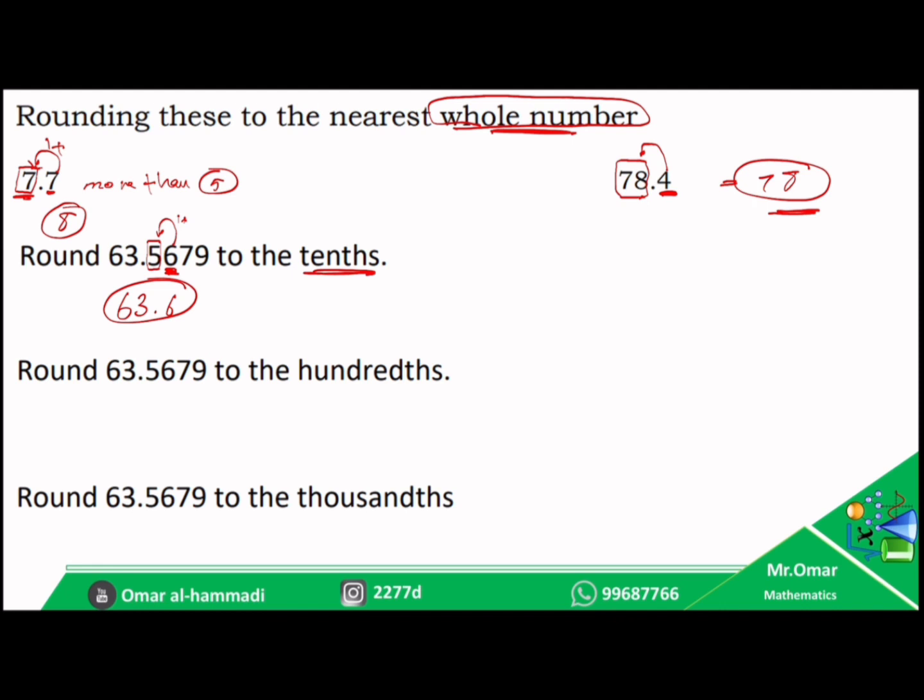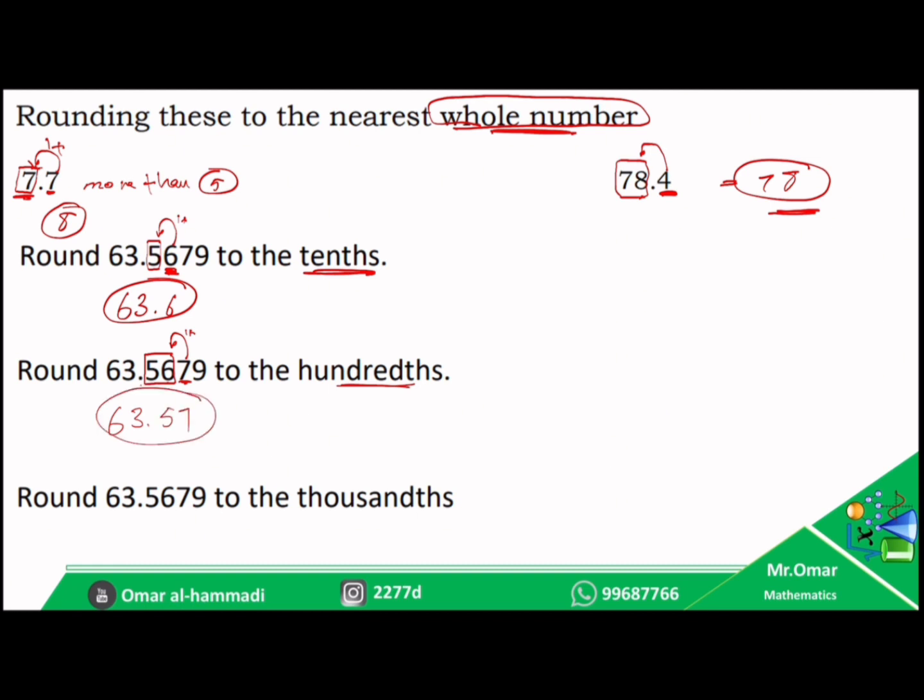Again, round 63 point 5679 to the hundredth. What do you mean by hundredth? It means 2 decimal places. 2 decimal places. So we will draw a square or a triangle around the 5 and 6, the 2 numbers. And we will see 7. 7 is more than 5. So it will give us 1. We will add 1. 63.57.